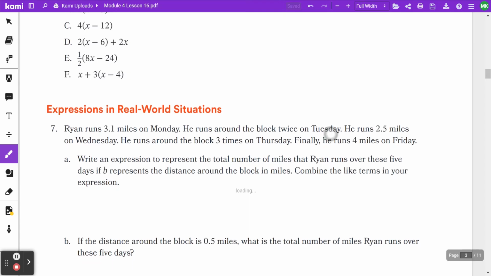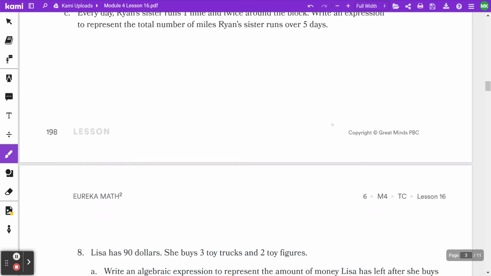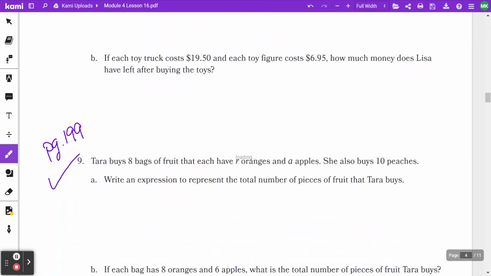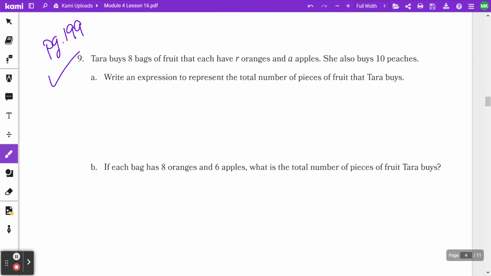So let's cruise on down. I know I have some other things checked off over here. Just going to cruise on down. There we go. How about page 199? This looked like a fun one.